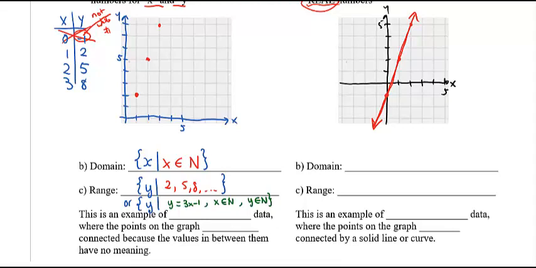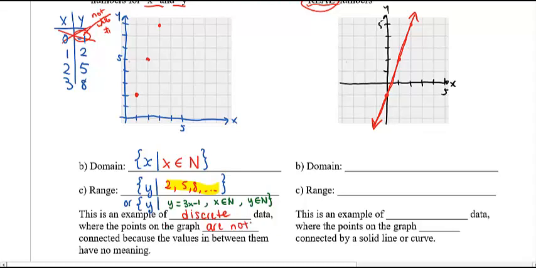A little bit tricky to write, so sometimes it's just really easier just to list them out. Okay? Now, just to let you know, this is an example of what I call discrete data, where the points on the graph are not connected.